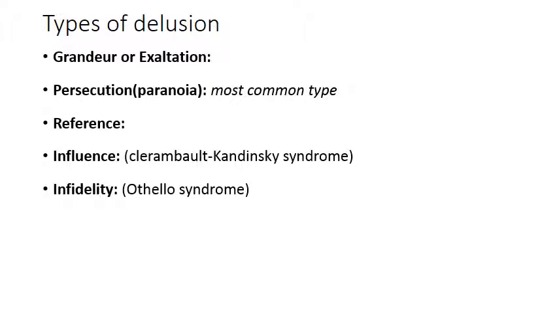In delusion of infidelity, also called Othello syndrome, the person strongly believes that his wife or partner is very much unfaithful to him, though in reality his wife or the partner is very faithful, but the person has a strong, false and firm belief that the partner or wife is unfaithful to him. That is delusion of infidelity, also called Othello syndrome.